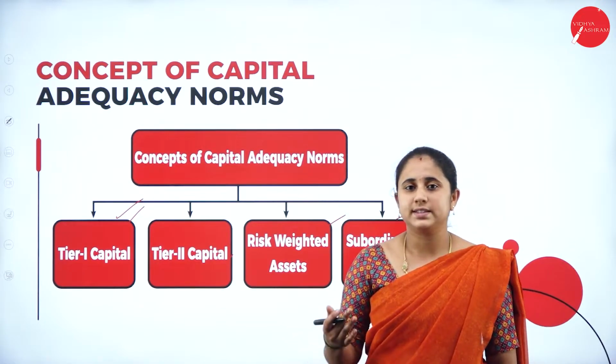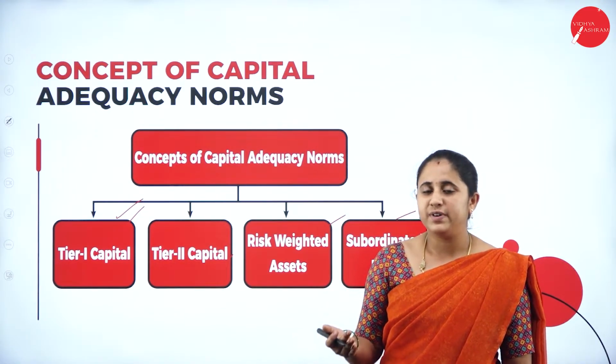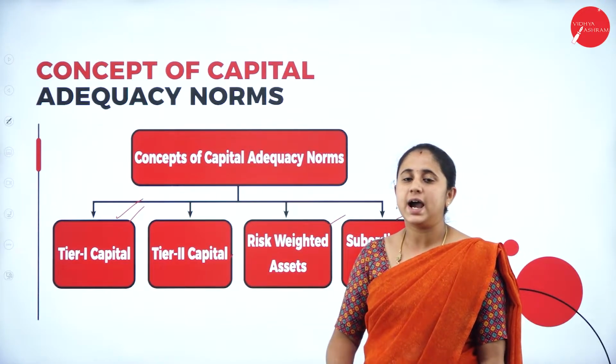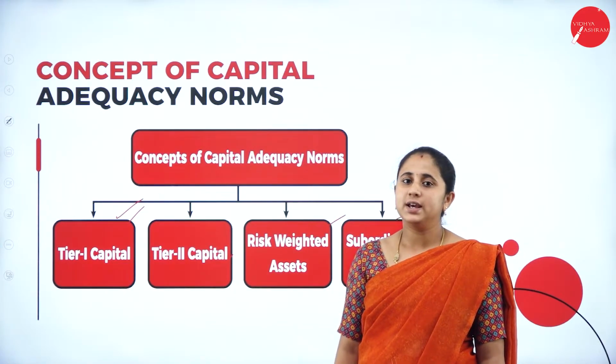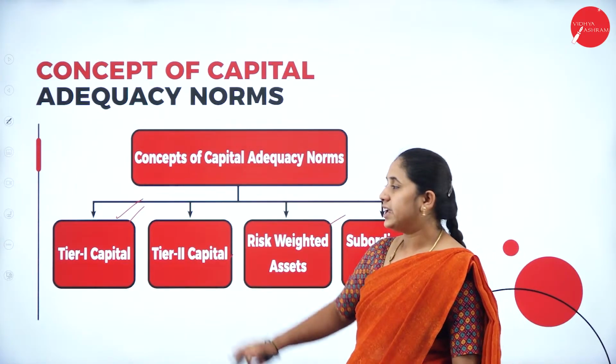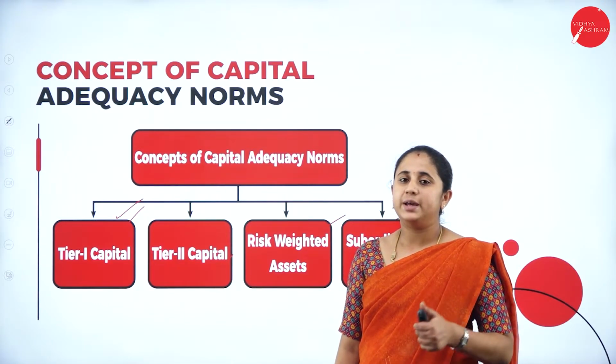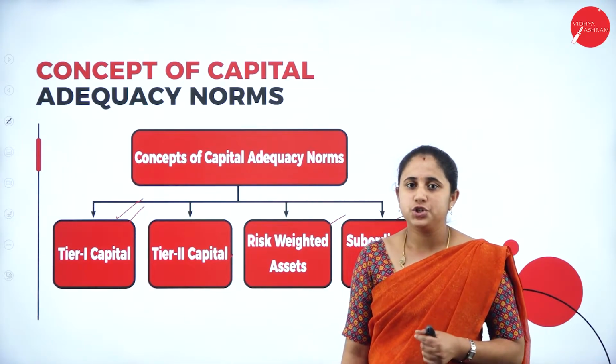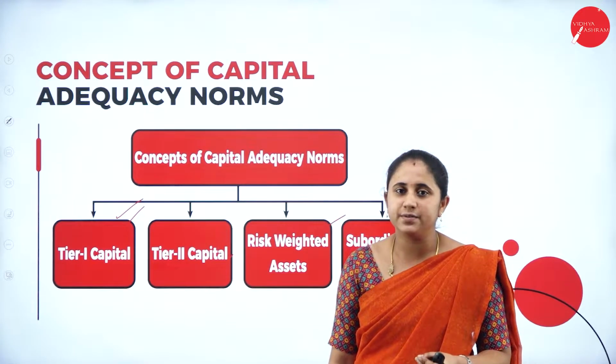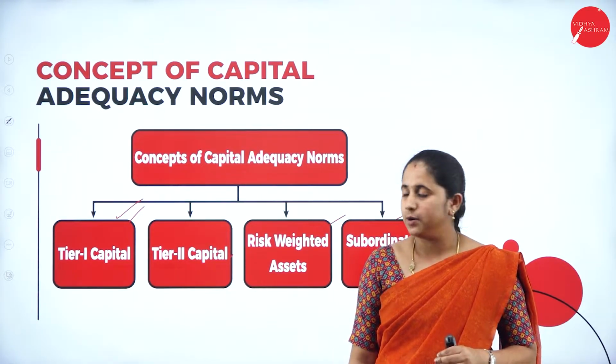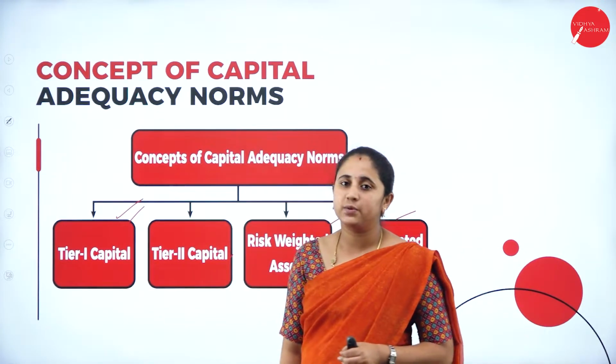Tier 1 capital is capital readily available, firstly available, in order to meet uncertain losses. This Tier 1 capital includes paid up capital, statutory reserve, other disclosed reserves, and capital reserve. All this comes under Tier 1 capital.